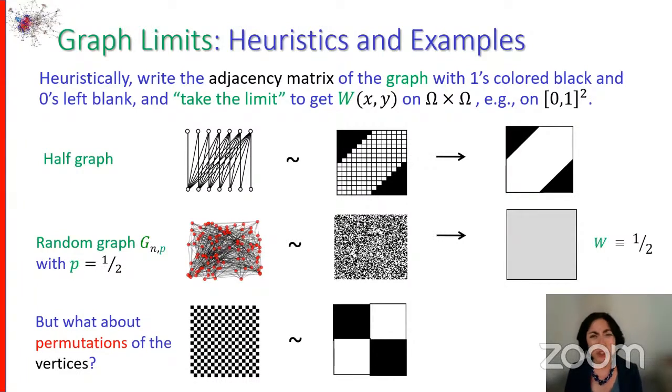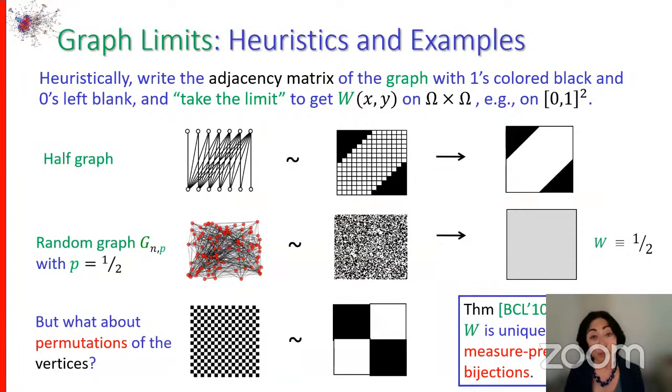But what about permutations of these vertices? For example, the two graphs shown here are just permutations of the vertices. And what we showed with Lovász, we being Christian Borgs and I, the B you'll see is always Christian Borgs, is that the function that you get on the right is unique up to measure preserving bijections. So the analog of the permutation symmetry on the graph is measure preserving bijections for this function W on the unit square.